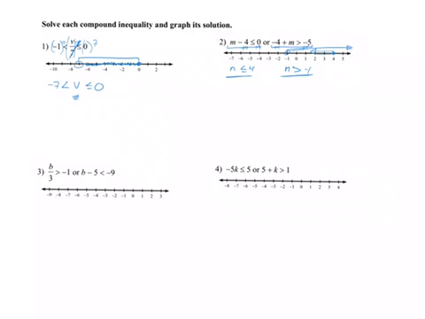Now notice also that this is an OR, not an AND. If it was an AND, I would have to satisfy both of these, and it would just be between here. But since it's an OR, it says if I'm smaller than this, then it works, and if I'm bigger than this, then it works. So notice it's actually the whole entire number line. So I'm going to say all real numbers.